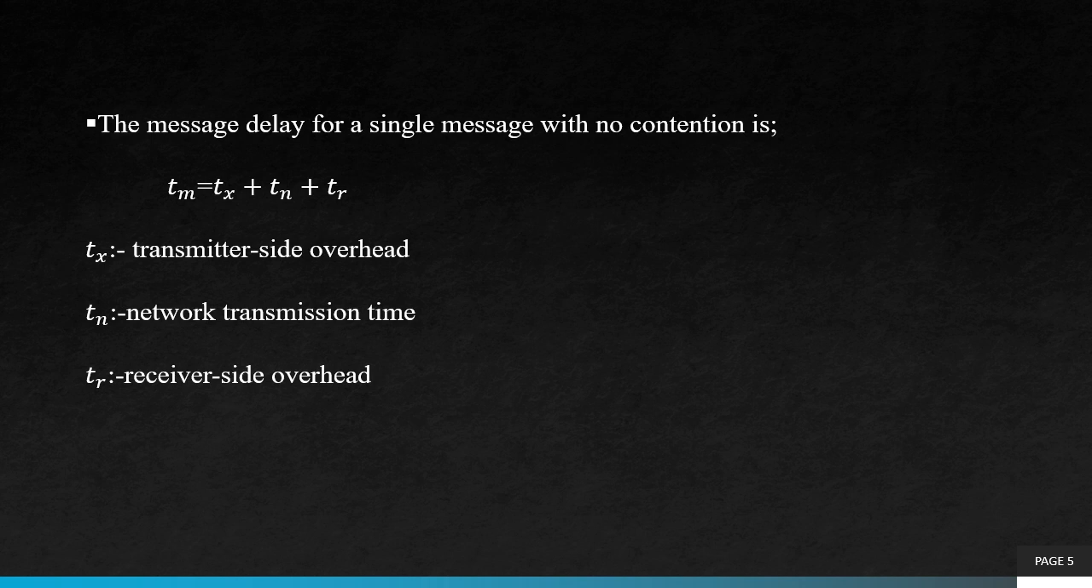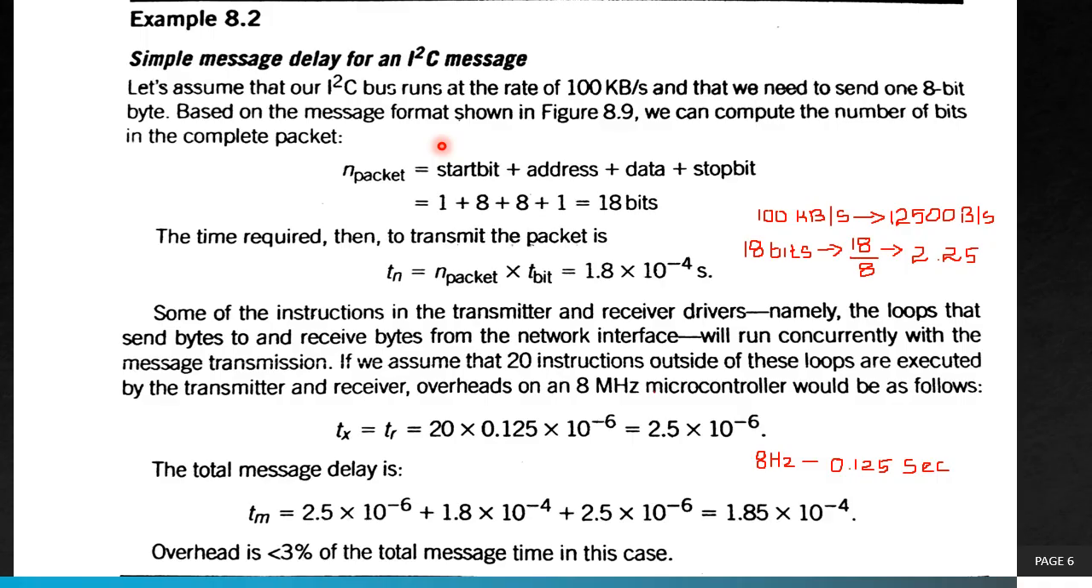Let us assume that messages are sent reliably. The message delay for a single message with no contention will be as shown here, that is Tm = Tx + Tn + Tr, where Tx is the transmitter side overhead, which occurs due to messages yet to be transmitted by the transmitter, Tn is the network transmission time, the time for which the message will be in the network, and Tr is the receiver side overhead. Now let's look at an example.